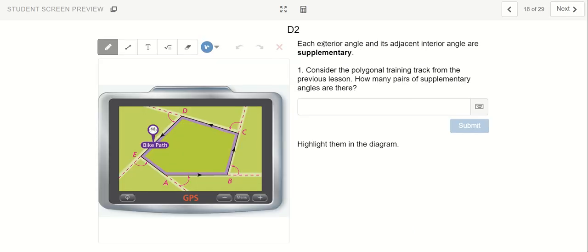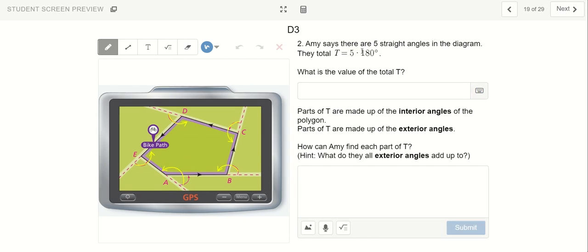Okay. So let's think about how many supplementary angles we have in this diagram. Remember that a supplementary angle is a straight line. So how many pairs of supplementary angles are there? Here's a supplementary angle, here's a straight line, here's a half circle, here's our supplementary, here's a straight line, here's a straight line, here's a straight line. Looks like there are 5 supplementary angles.